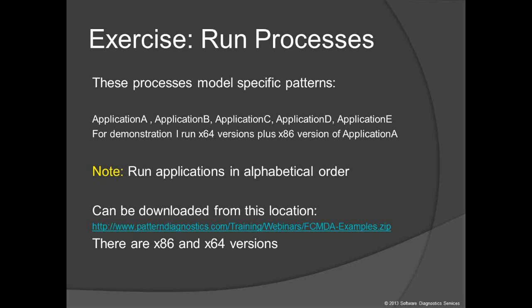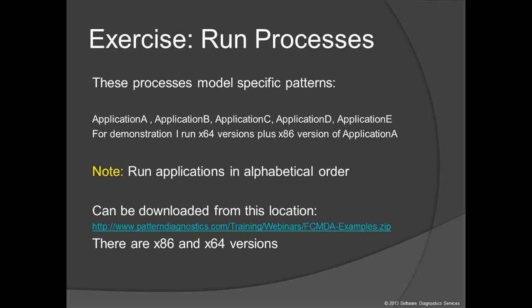So there are a few processes you can download. They are named application A, B, C, D, E. And I also ran two versions of application A, 64-bit and 32-bit. So if you want to reproduce this analysis on your own system, you can download them from the Pattern Diagnostics website and run them in alphabetical order and then wait for some time.